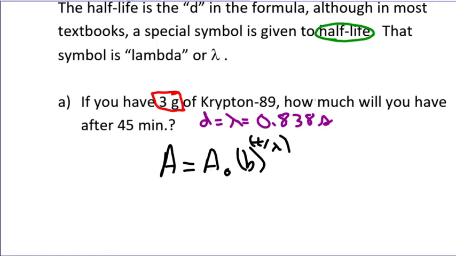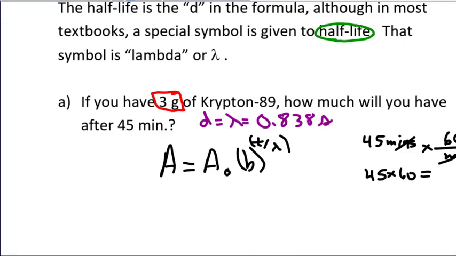So we do have an issue with the 0.838 seconds being in seconds and the time being in minutes. So we have to convert our time to seconds. So 45 minutes, and we know that there are 60 seconds per minute. A lot of people just multiply the two, but there is a way to look at it: if you multiply this times this, the minutes cancel and you're left with seconds. We'll talk about that a little later on, but basically we're just multiplying 45 times 60 to convert it, which most people know how to do.